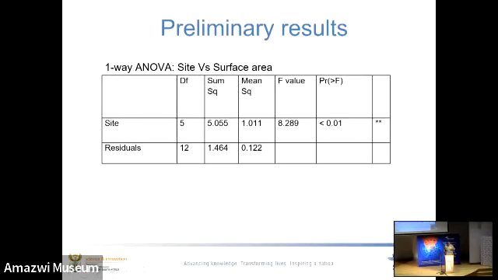Just to show you some preliminary results, I did a one-way ANOVA with the site versus the surface area, because I did come across some issues in trying to actually analyze some of the scans, but this is what I'm going to talk about. So there was a significant difference across all the sites in terms of the surface area.